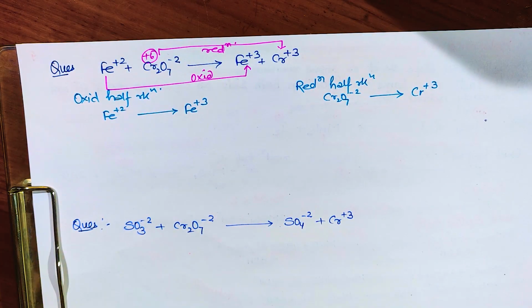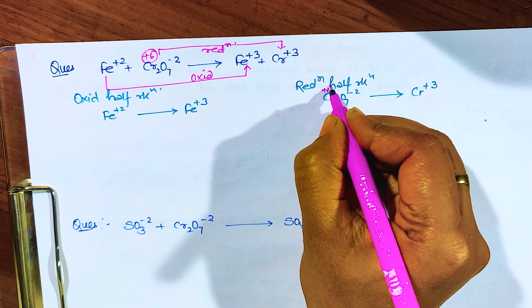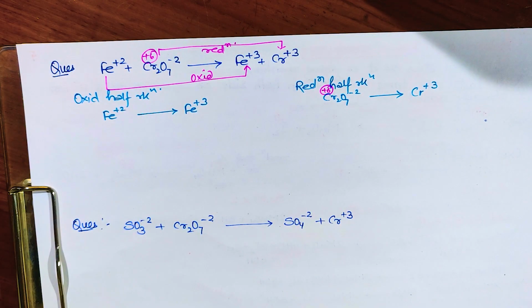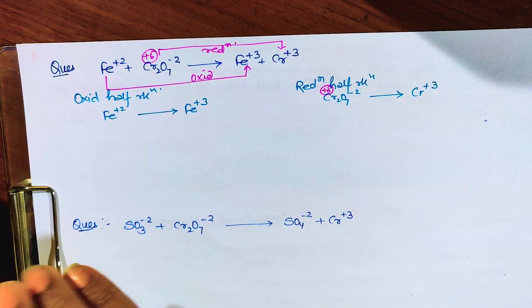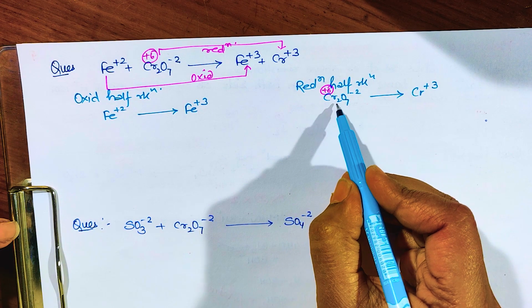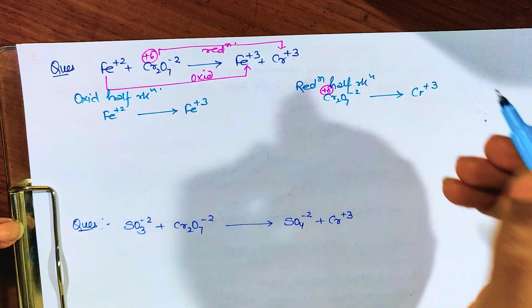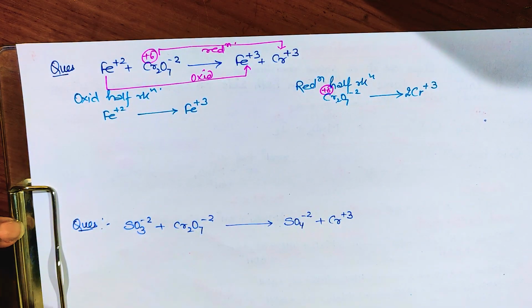Yes, so the first step we have done, second step we have also done, the half reactions. Third step is to balance the central atom. Fe is 1 over here, Fe is 1 over here, so that means it is balanced. In this case the chromium is 2, but here chromium is 1 only. So what you are supposed to do is multiply by 2.